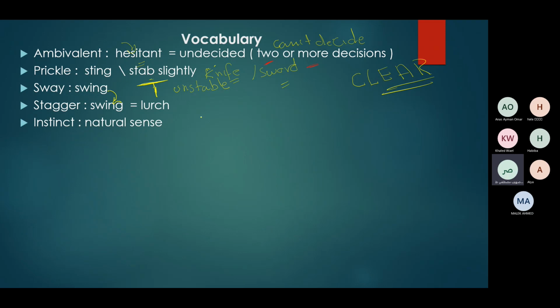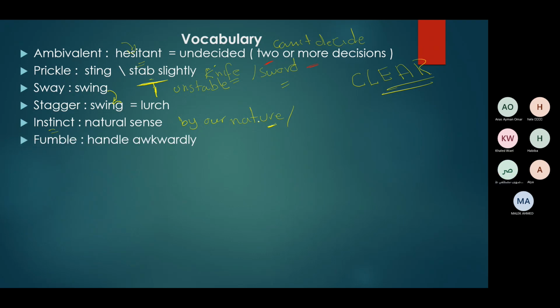Instinct means your natural sense. Natural sense means what we do by our nature, like the baby cries when he hears his mom's voice. This is his nature, so this is his instinct. The baby always cries if somebody else carries him, because he knows exactly the hands of his mom. So this is instinct, or this is nature. What we do by our nature is instinct.